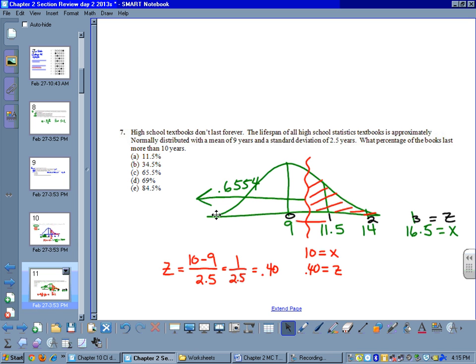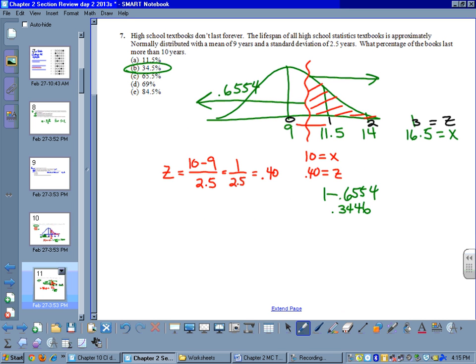0.6554. But that's not the way I want to go. I want the other way. So I'm going to do 1 minus 0.6554. And when I do that, I get 0.3446. And that answer is approximately 34.5%. To write this up correctly, I would say the probability that a textbook lasts more than 10 years, or X is greater than 10, is the same as the probability that Z is greater than 0.4, and that is approximately 0.3446. That would be the correct notation.